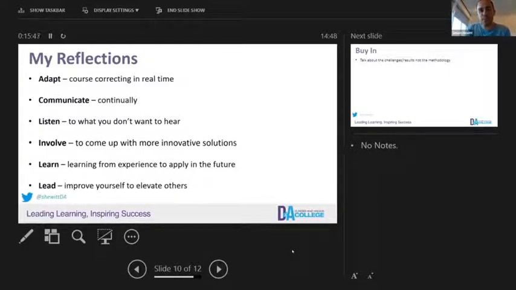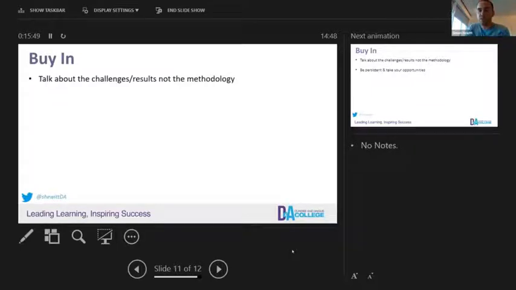With regards to buy-in, because I know from your point of view or others' point of view, one of the big challenges is actually getting managers or senior leaders or boards to buy into this. And again, some of my reflections is about, don't talk about the methodology, don't talk about service design, talk about the challenges, talk about what results, talk about the destination. Because for me, that's what people are interested in. What challenge are we trying to face here? What results are we trying to get out of this? And actually, the methodology is almost irrelevant. It's where you need to get to.